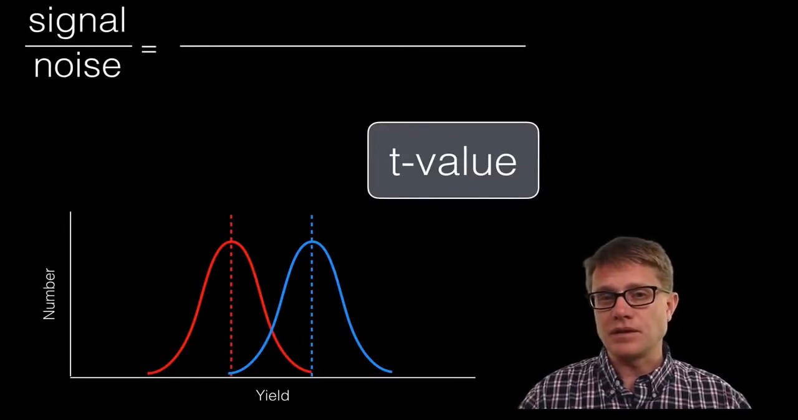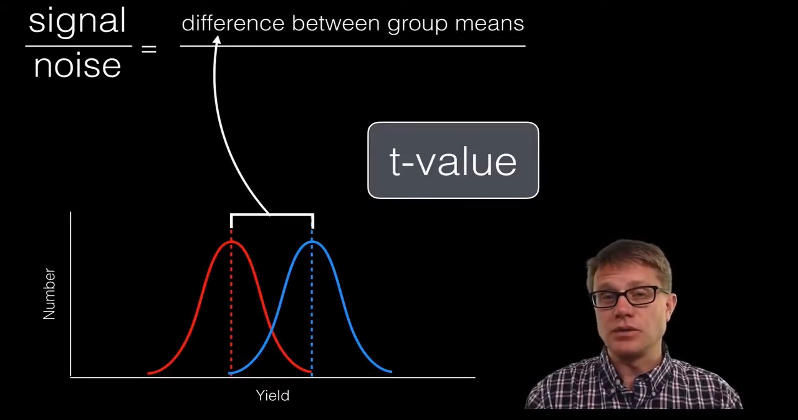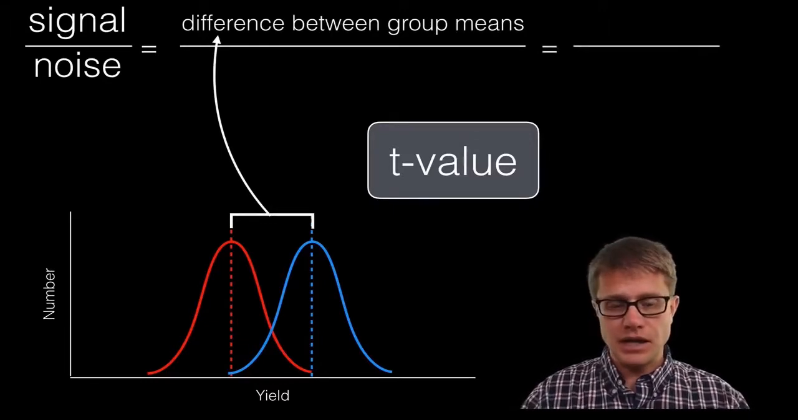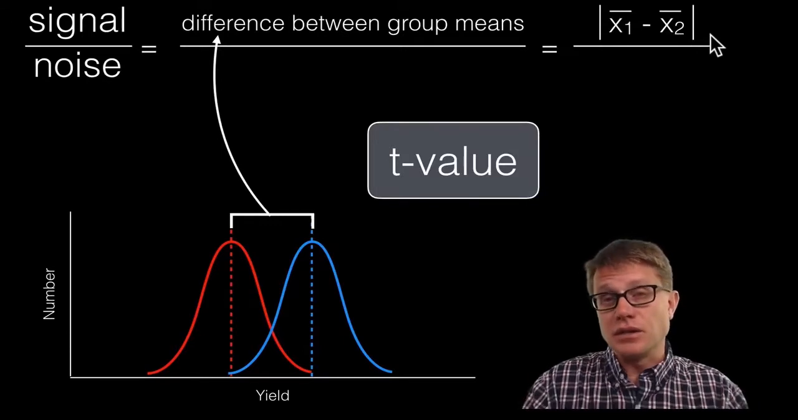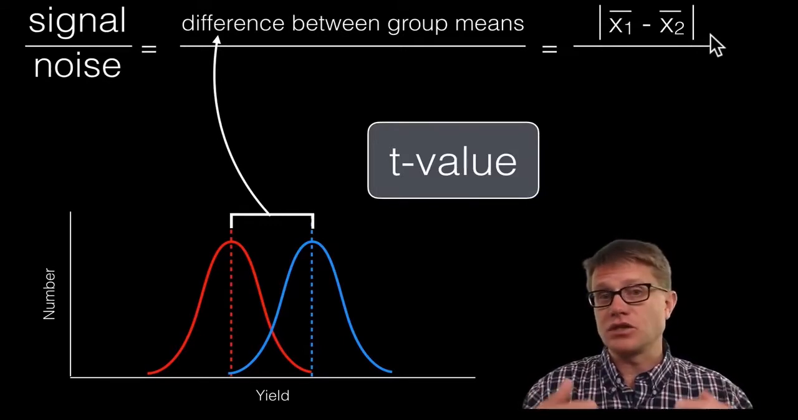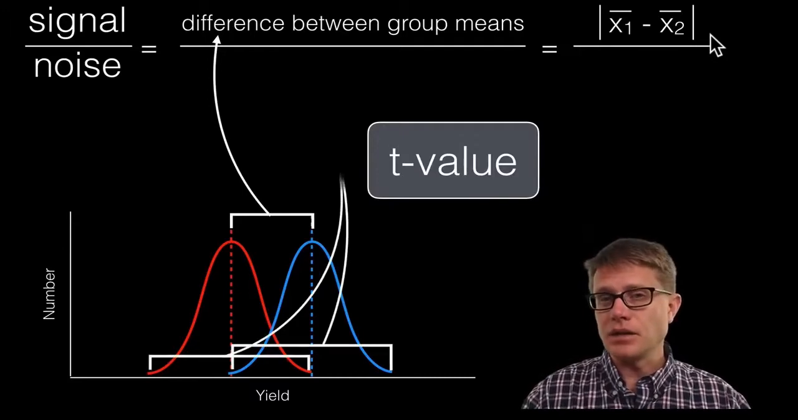So how do I figure out the signal? Well, the easiest way to do that is simply find the difference between the two means. So if I calculate the mean in sample 1, we'll call that x bar 1, and x bar 2, the absolute value of the difference between the two is going to tell you how much signal there is, how much difference there is.